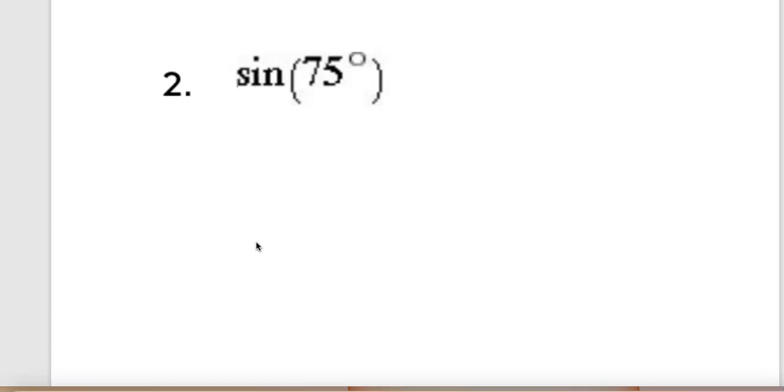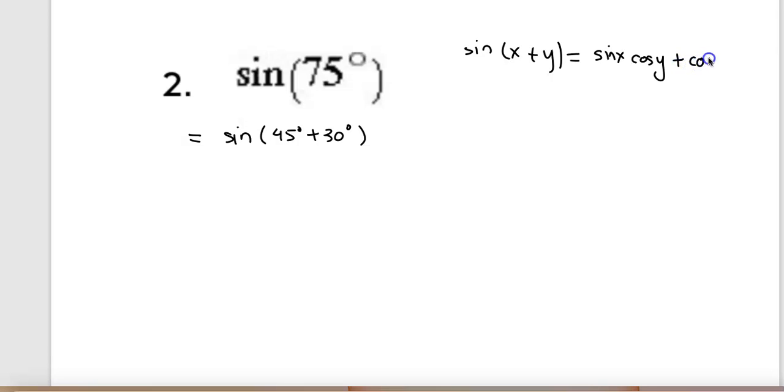The next problem is find the exact value of sine 75 degrees. What I can do is rewrite it like this: sine of 45 plus 30 degrees, which makes it my 75 degrees. So I will use the addition formula. Sine of x plus y is equal to sine x cosine y plus cosine x sine y.